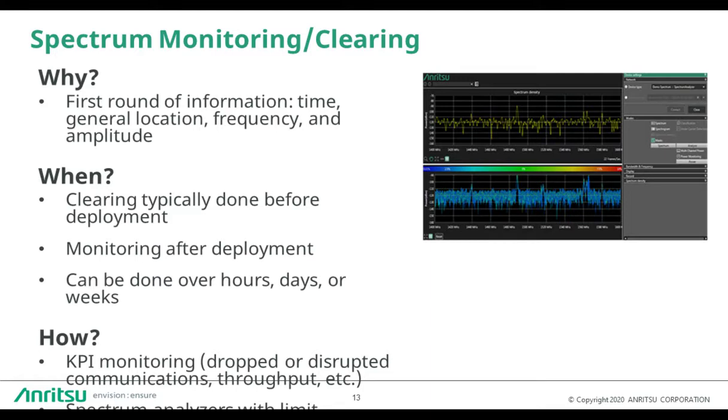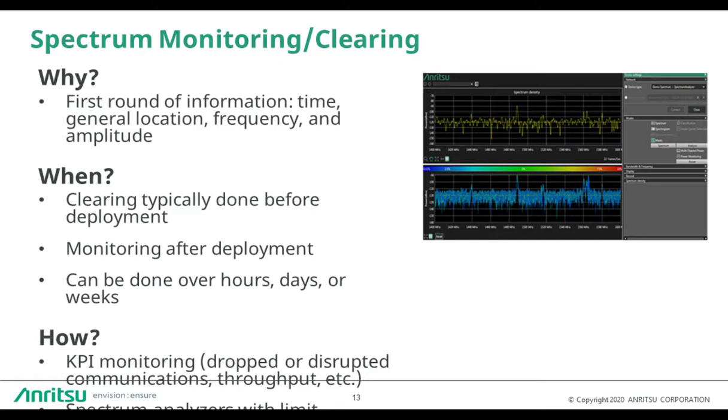So this can be done either before you start transmitting or after. Still, you may want to ensure that only those signals that you expect to be transmitting are being transmitted. If you start to see some complaints about performance, spectrum monitoring can be an opportunity for you to go back and look and see what's happening over time.